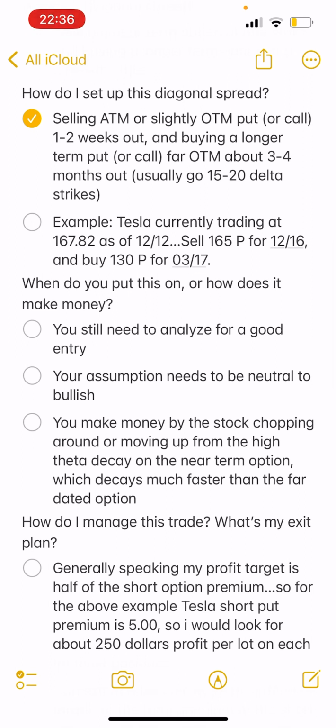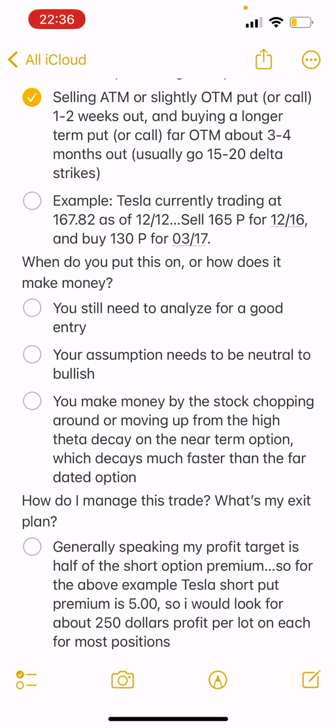And I'm buying a longer-term put, or call if we're doing the bearish one, far out of the money and about 3 to 4 months out, okay? This is just a criteria that I use, okay? And then it's usually between 15 to 20 delta strikes, okay? And you can find that in the options chain, okay?